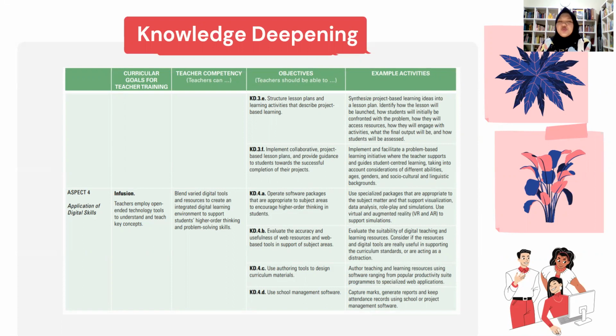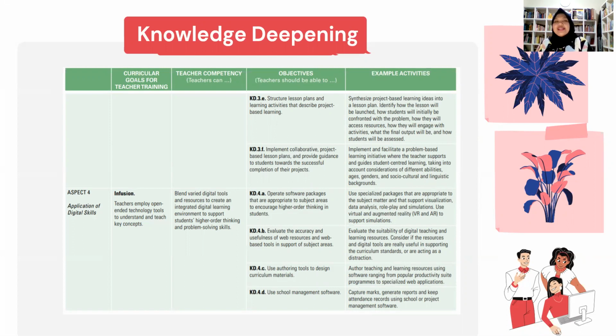The second objective will be to evaluate the accuracy and usefulness of web resources and web-based tools in support of subject areas by evaluating the suitability of digital teaching and learning resources. The third objective will be to use authoring tools to design curriculum materials by creating teaching and learning resources using software ranging from popular productivity suite programs to specialized web applications.